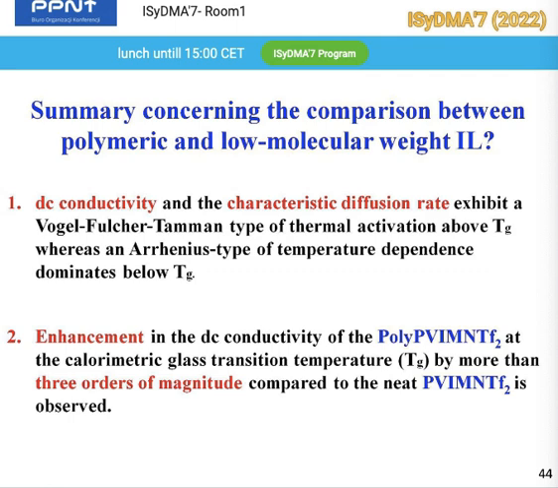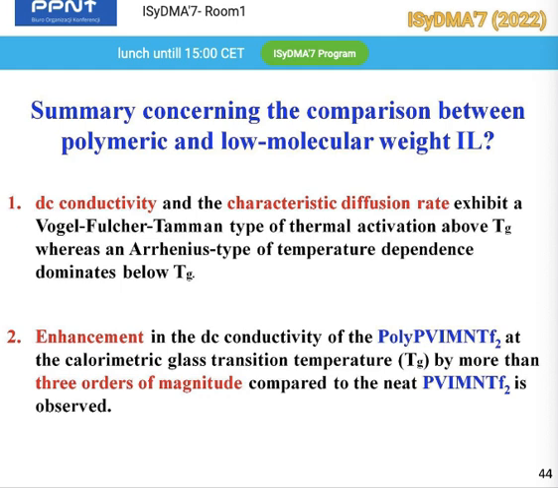So if you have polymeric systems and compare them with low molecular weight systems, in principle the identical mechanisms of charge transport are realized. But in polymeric systems, due to the fact that the calorimetric glass transition temperature is much, much higher compared to low molecular weight systems, one has at the end, in absolute terms, a much lower conductivity.